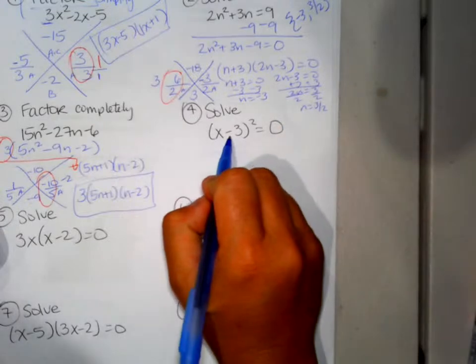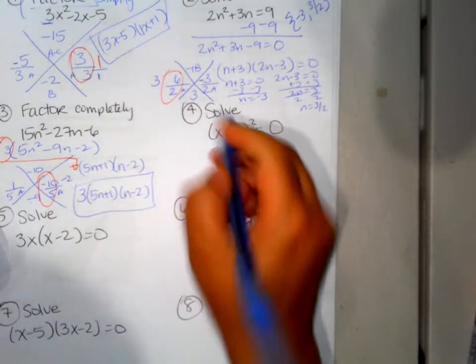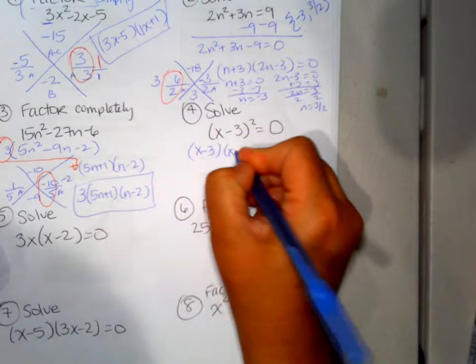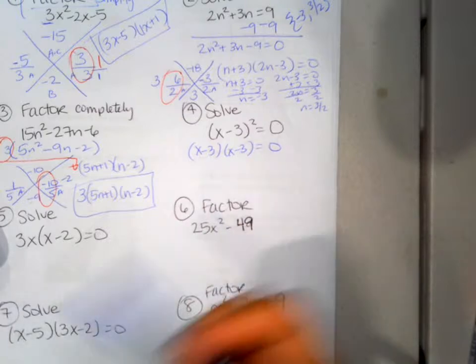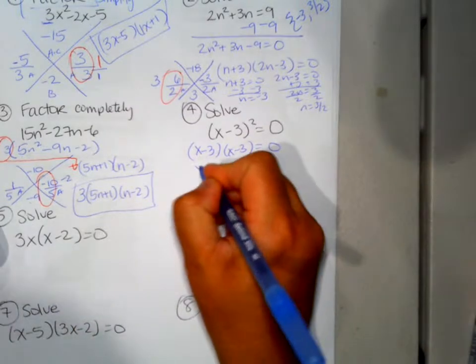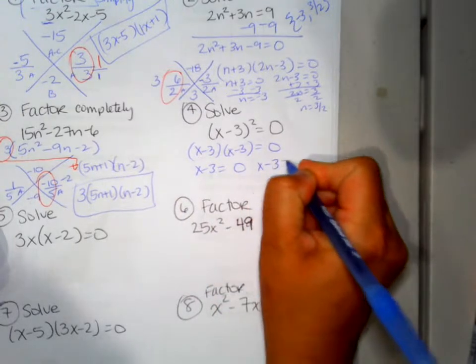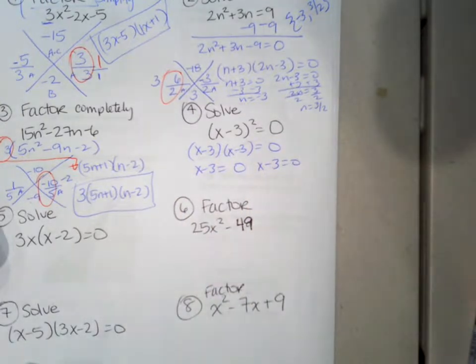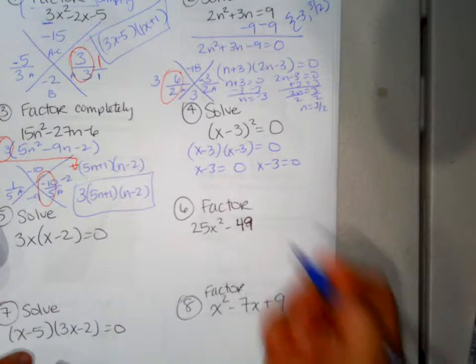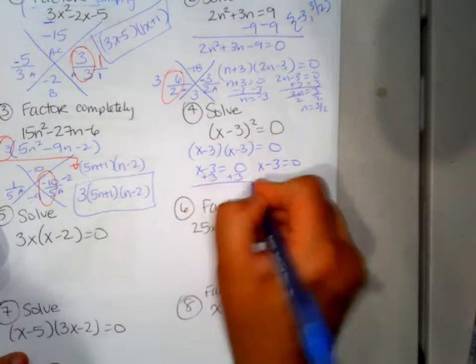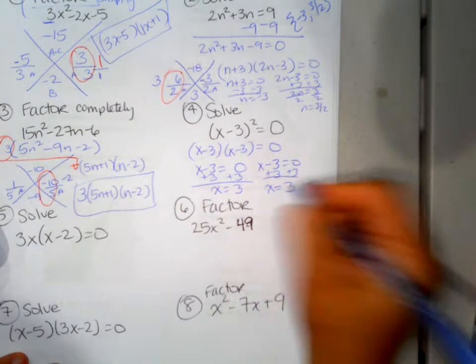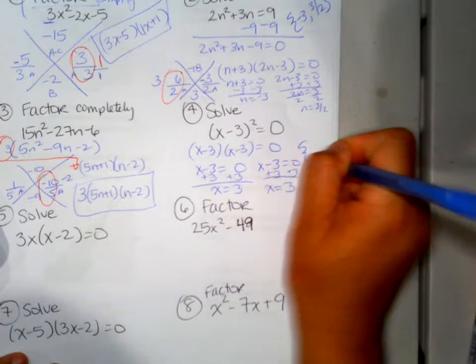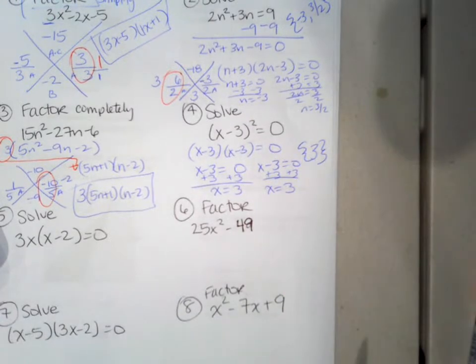Okay, let's solve. What's great about this is it's already factored. This means that I have 2 of these, x minus 3 equals 0. Okay, it's already factored. So I just use the zero product property. X minus 3 equals 0, x minus 3 equals 0, and solve. Add 3, x equals 3, add 3, x equals 3. And it is possible to get one solution.